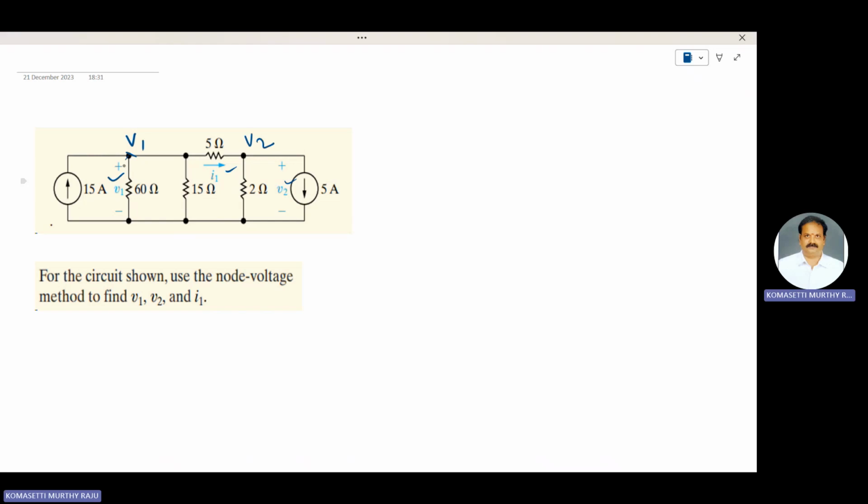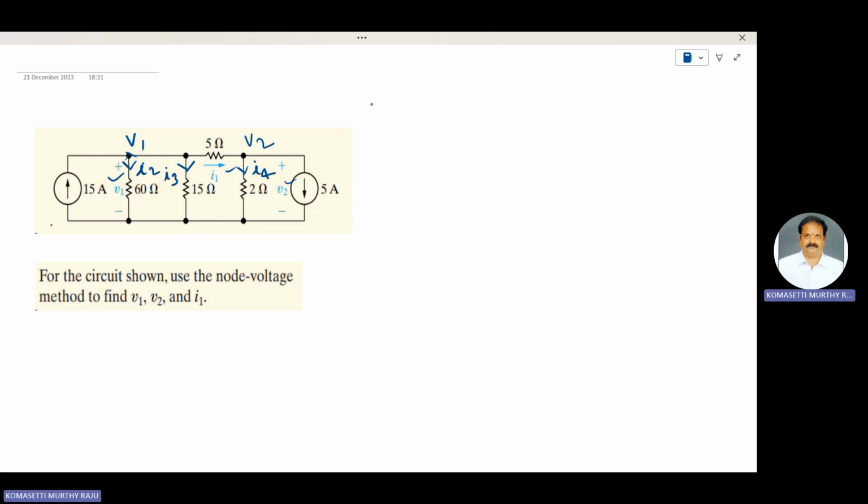The current flowing through this 60 ohm resistance is I2. Already I1 is there, that is the reason we use I2. The current flowing through this 15 ohm resistance is I3. This one is I4.